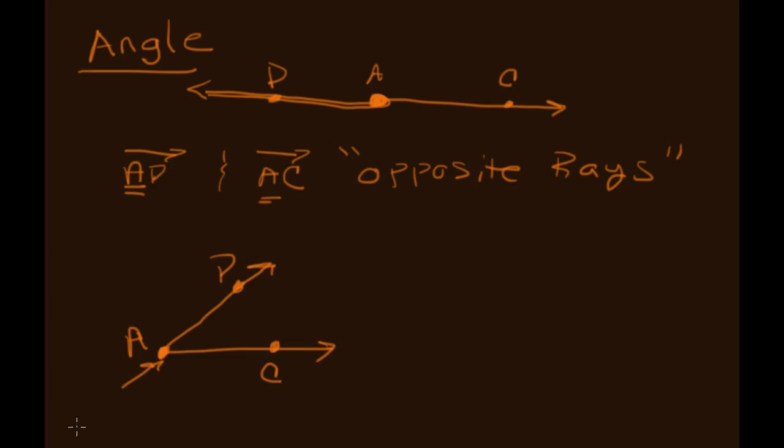So point A here in my angle is called a vertex. Okay, so it's a special point. It's the common endpoint of the two rays. Now, the two sides here, so AD being one of the sides and AC being the other side, these are called sides. So the two rays that make up the angle are called sides. Okay, so you have a vertex, you have two sides. This gives me an angle.